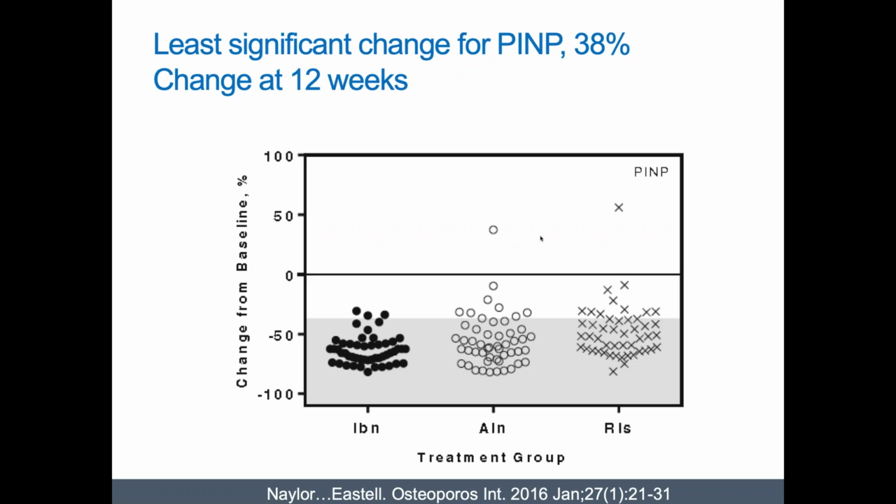Similarly, if we use P1NP, this least significant change is a bit less, 38%, and you can see about the same proportion of people were responders, somewhere between 80 and 94%. So these two approaches, P1NP and CTX, both seem to be quite good at identifying responders by 12 weeks on treatment.